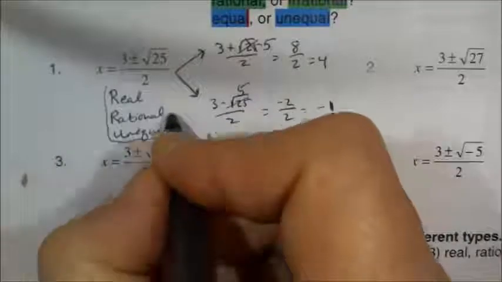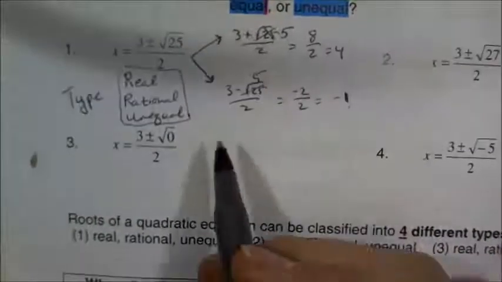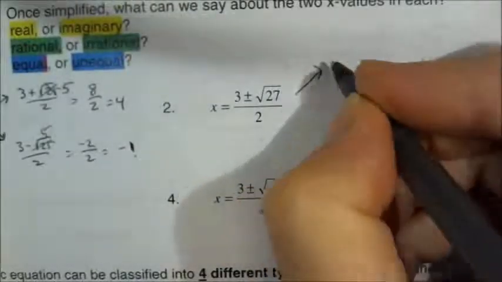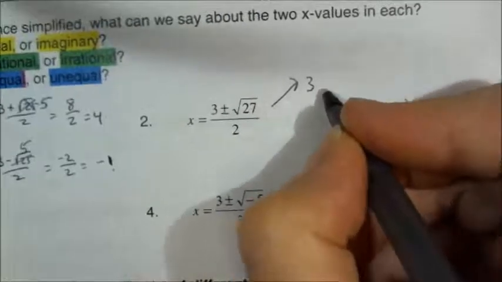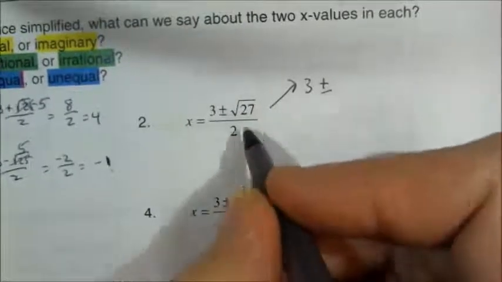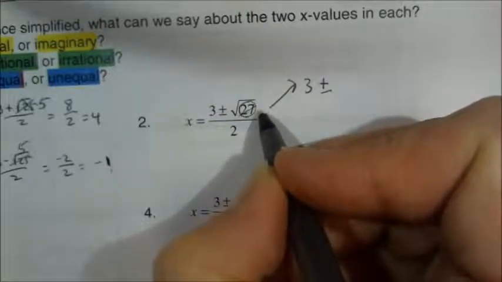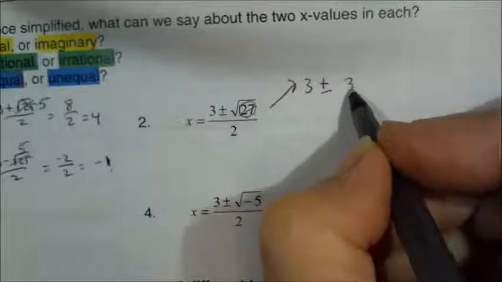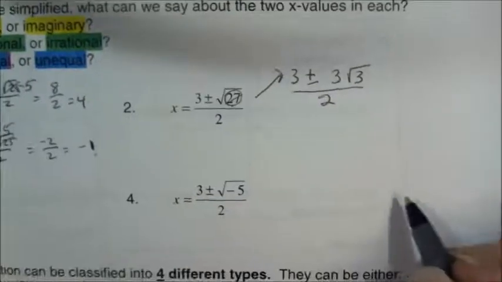So this is the type of roots that question number 1 would have. Now in number 2, we have 3 plus the square root of 27 and 3 minus the square root of 27. I'm going to simplify that 27 because 27 is 9 times 3. So this turns out to be 3 square root of 3 if you simplify it, all over 2.